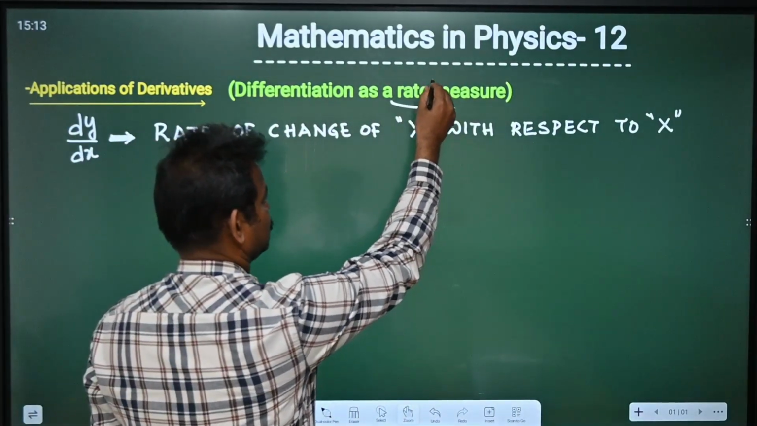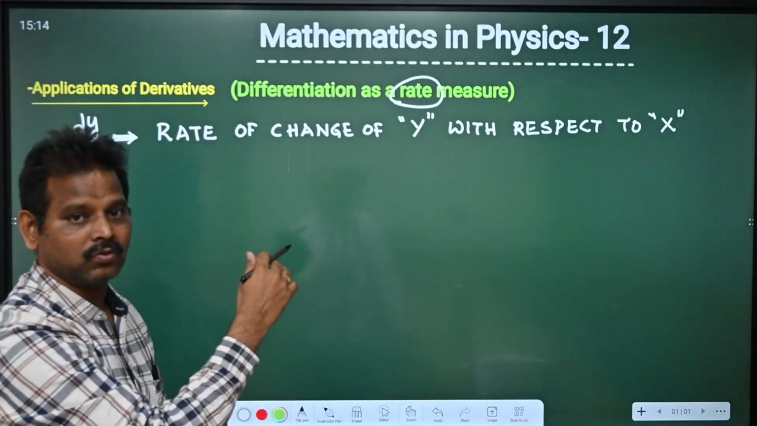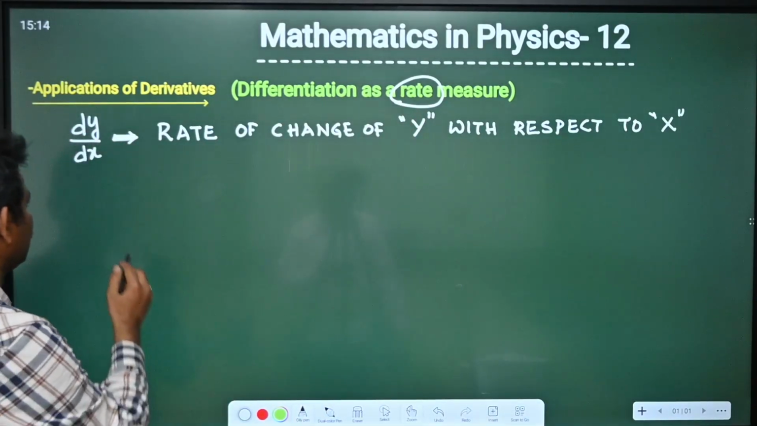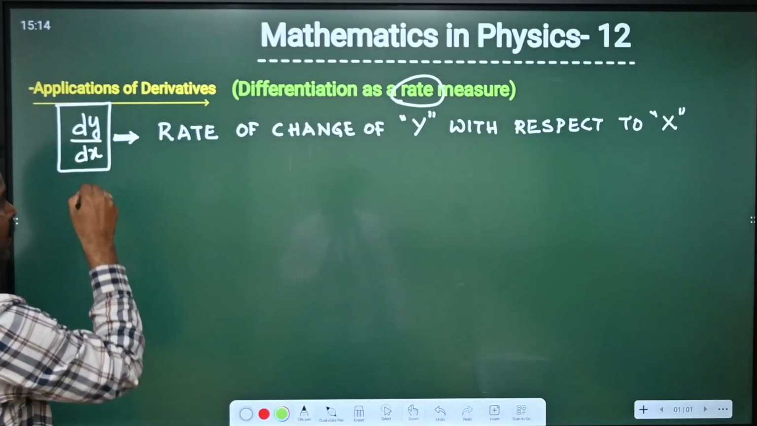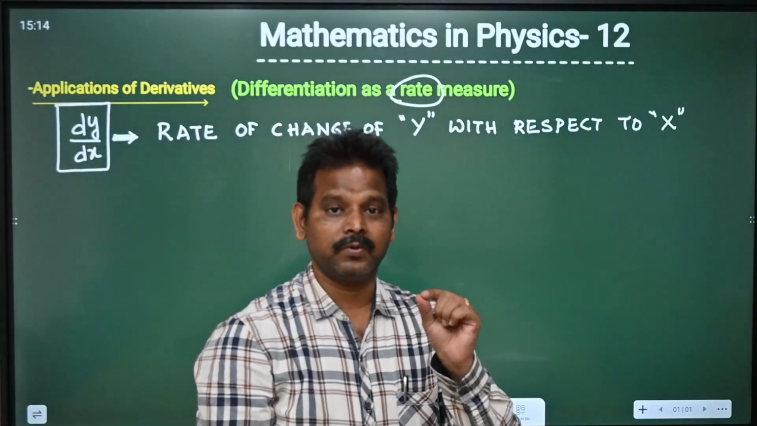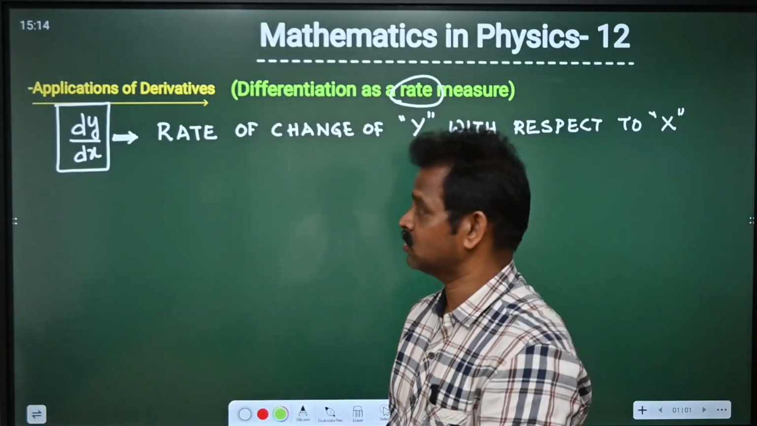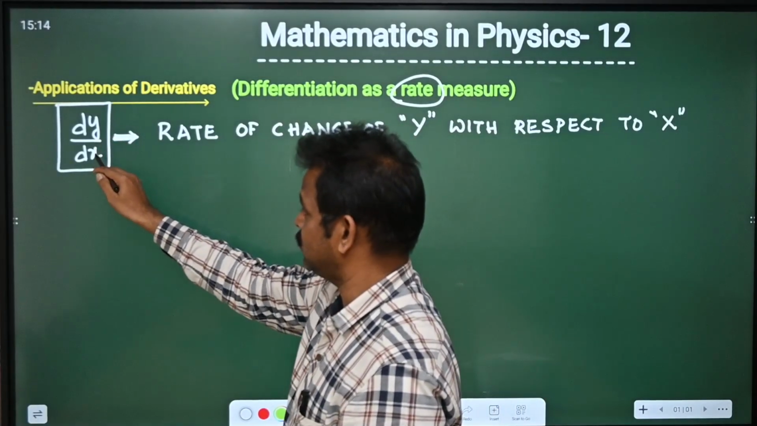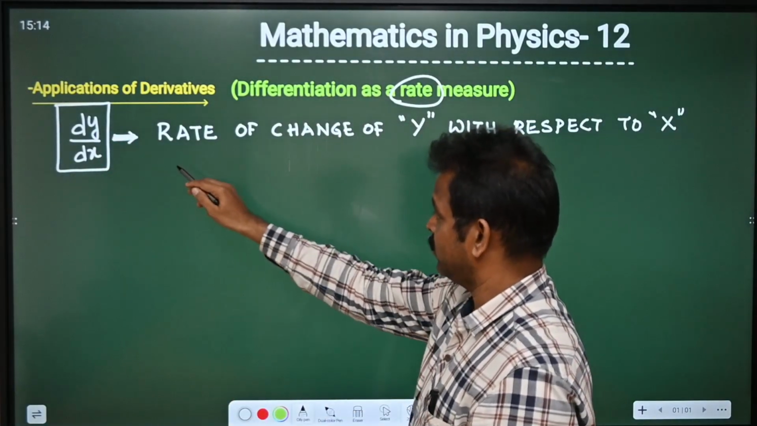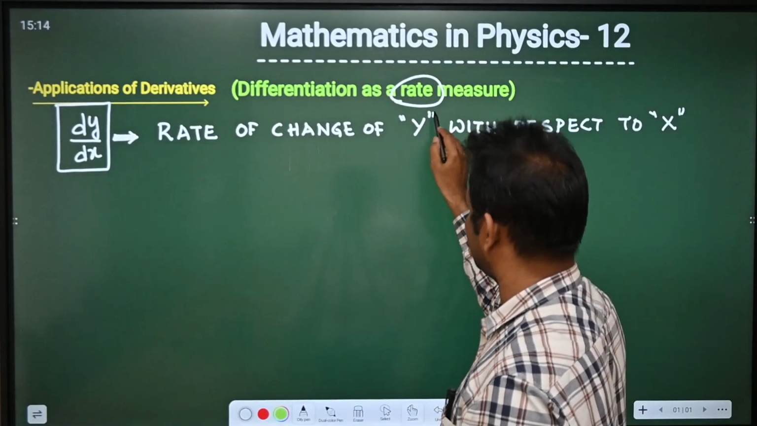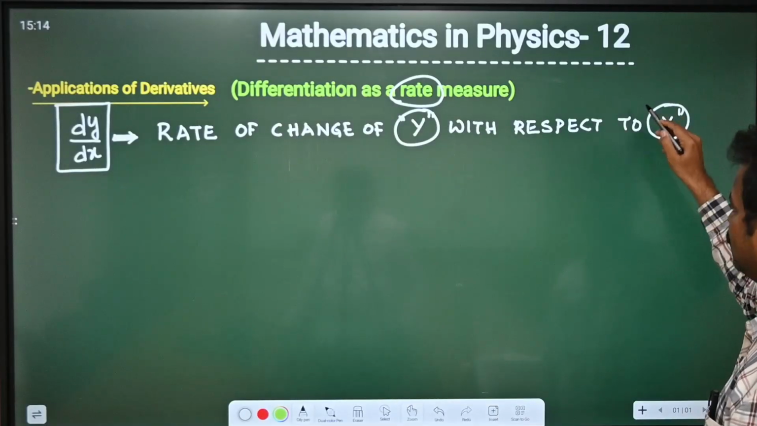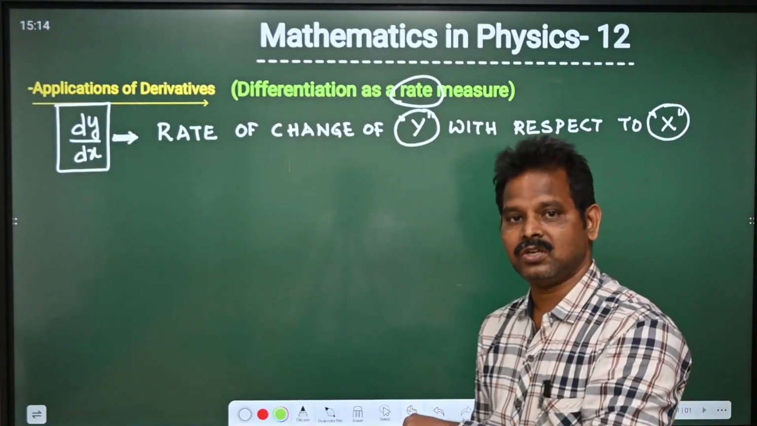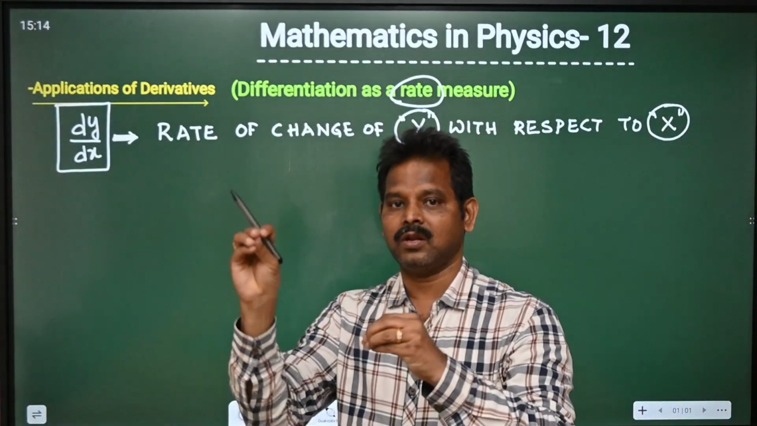Rate is always how a quantity is changing with respect to time. Here, dy by dx is the differentiation of y with respect to x. How is the y value changing with respect to x? So we can call it the rate of change of y with respect to the x value. That means x is changing here, and with x, the y value is also changing.